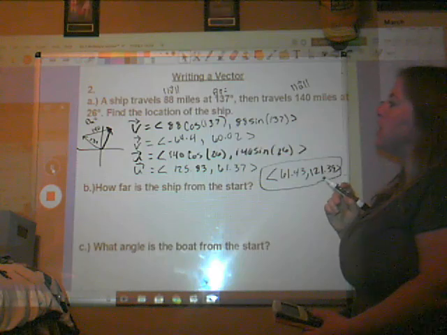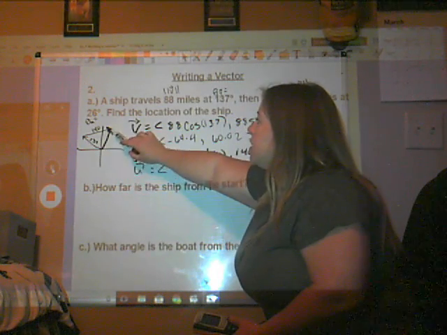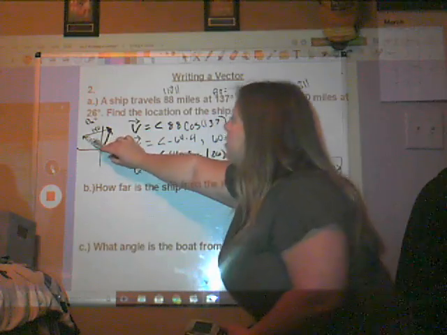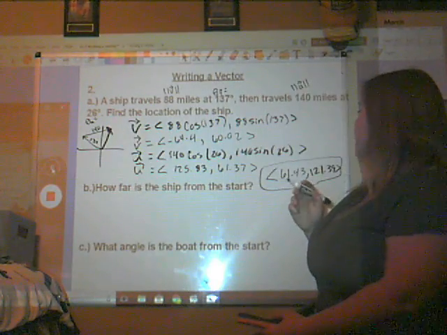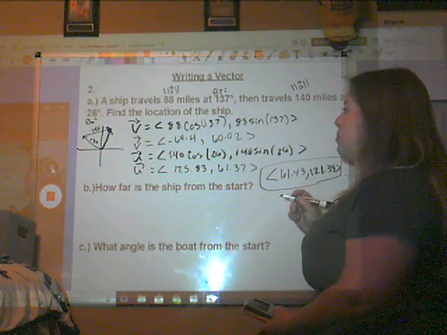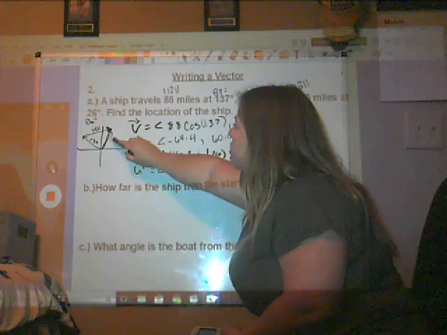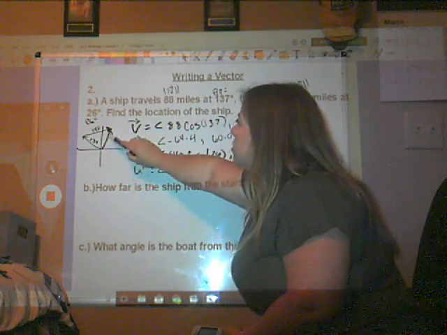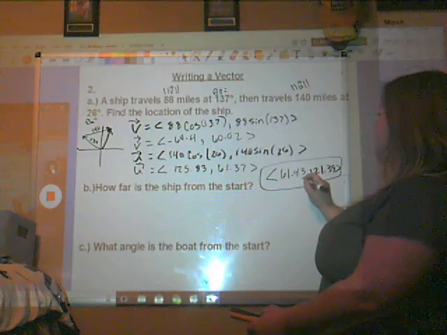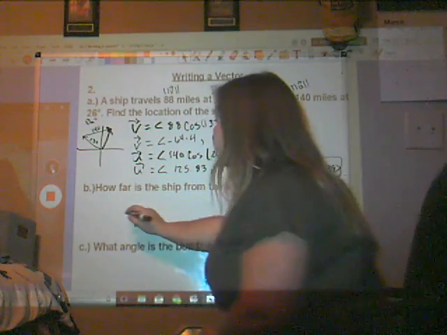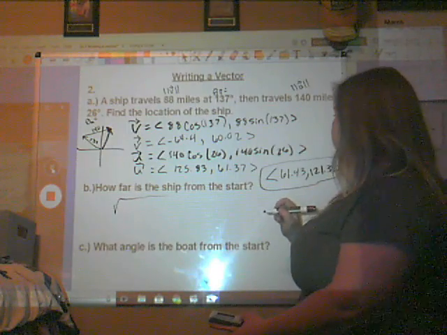So basically what that's looking at is this: if they would have gone in a straight line, that is the vector. But because they went out and then over, that's their ending point. Okay? So if it wants to know how far the ship is from the start, you're basically looking at how far it is from our center here. So we're just looking for the magnitude of our ending vector, and magnitude is the square root of x squared plus y squared.